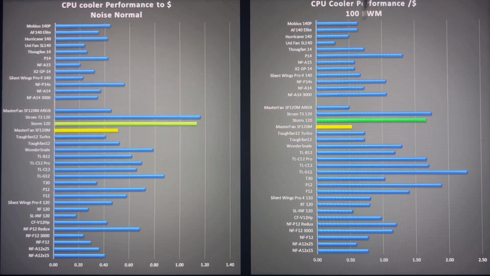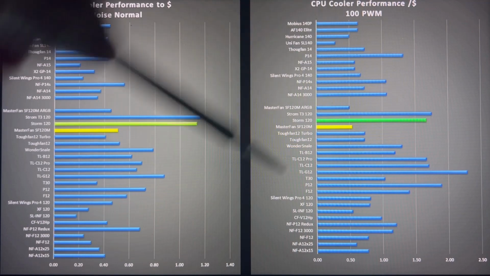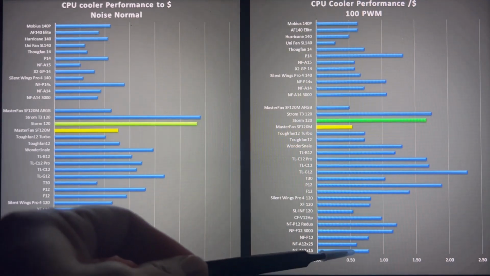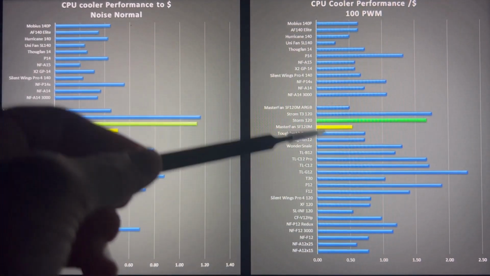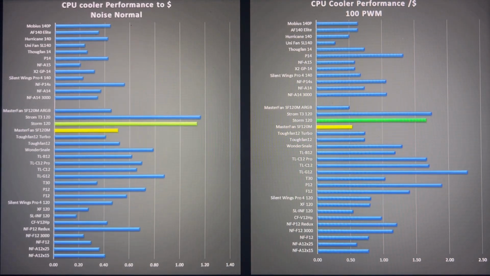Once we're taking a look at 100% PWM fan signaling, we can see the Noctua A12x25 actually is kind of doing better than the Masterfan. And the two Storms have dropped back in position compared to the TLG12, the C12, it's about equivalent. So they are still towards the top, but not quite at that top value proposition.